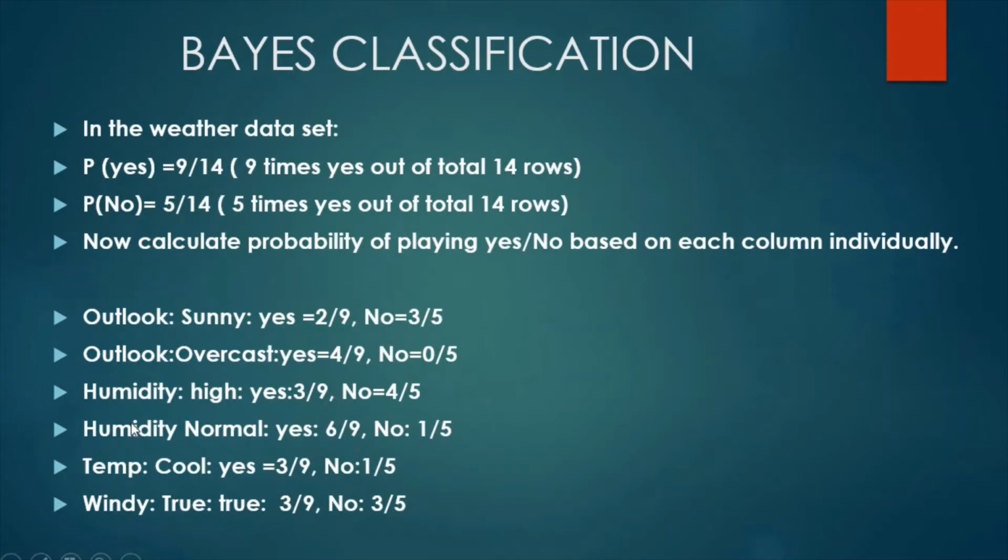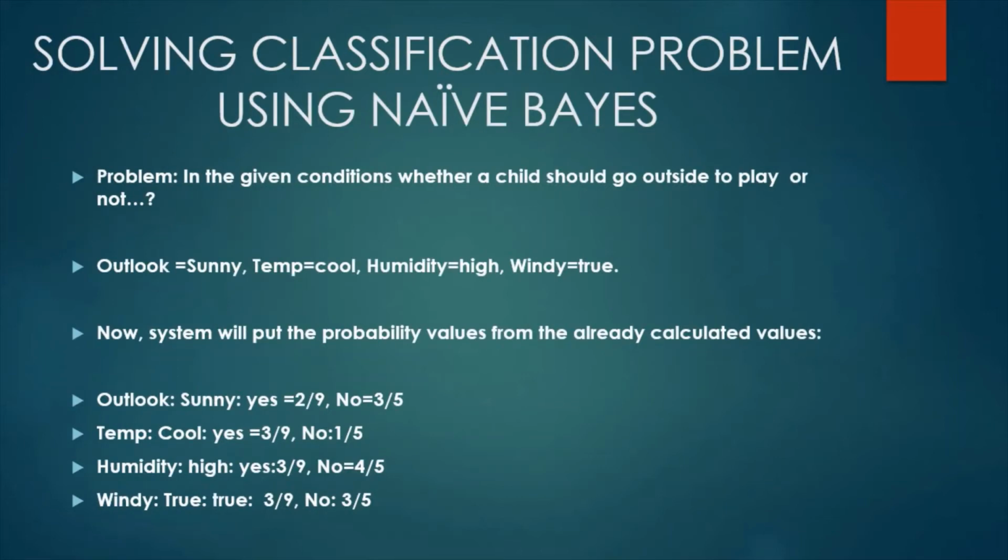Now during the testing phase, we are given a particular condition and the system needs to find out whether the child should go for the play or not. So this is the problem condition given. If Outlook is Sunny, temperature is cool, humidity is high, windy is true, should the child go for the play or not? Let's check whether this condition is available in the dataset. If this condition is available in the dataset, the job of the system is half done. But if it is not available, then the system needs to work out a solution.